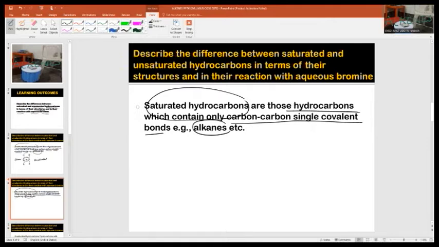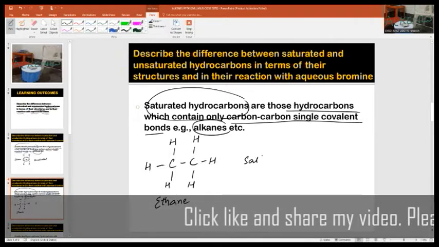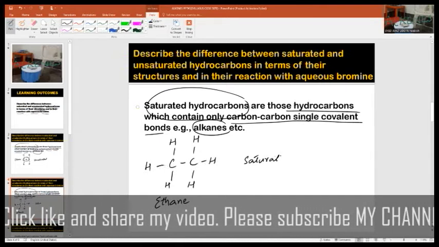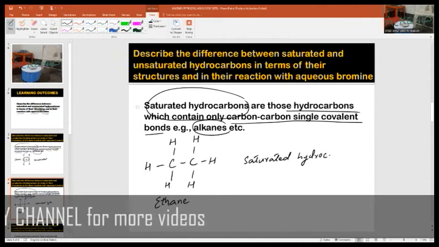I am drawing the displayed formula for the second member of alkane. Here it is, ethane. You can see there are only carbon-carbon single covalent bonds. That's why it is a saturated hydrocarbon.